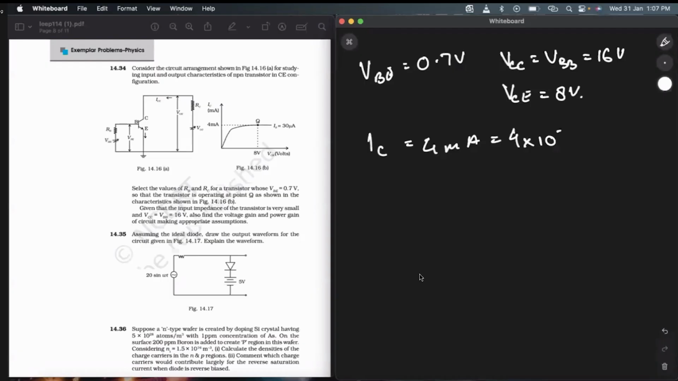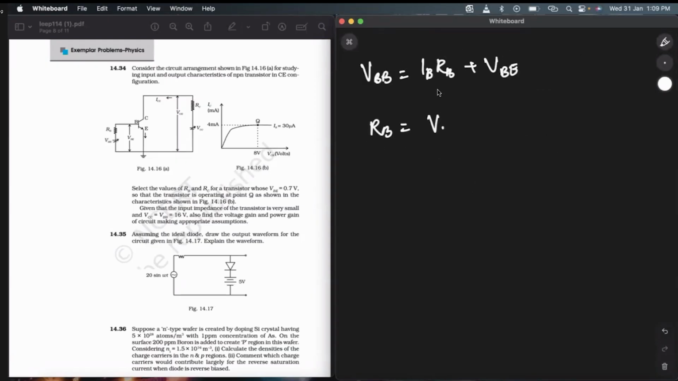Now for VBB, so if I move on for VBB, it is equal to IB RB plus VBE. As you know, we were calculating for VBB right now. VCC we already did, and now for VBB, IB RB plus VBE will be the equation. So now I'm writing for RB.